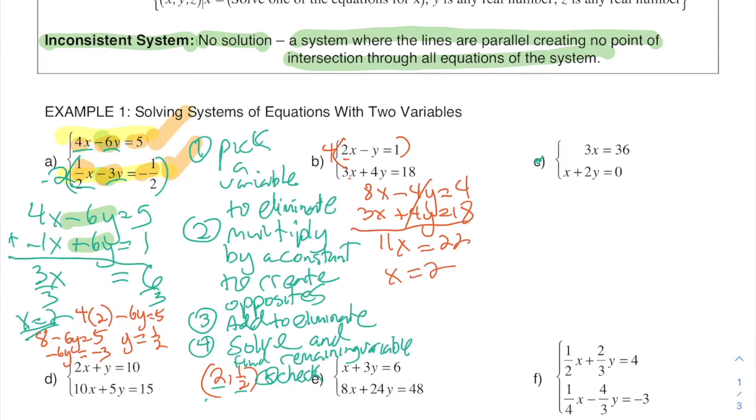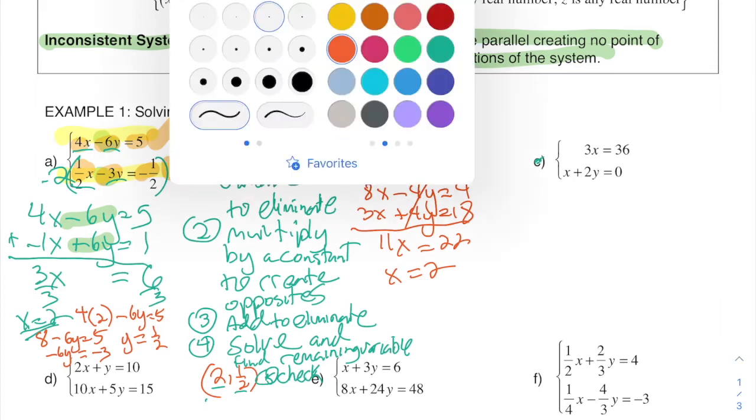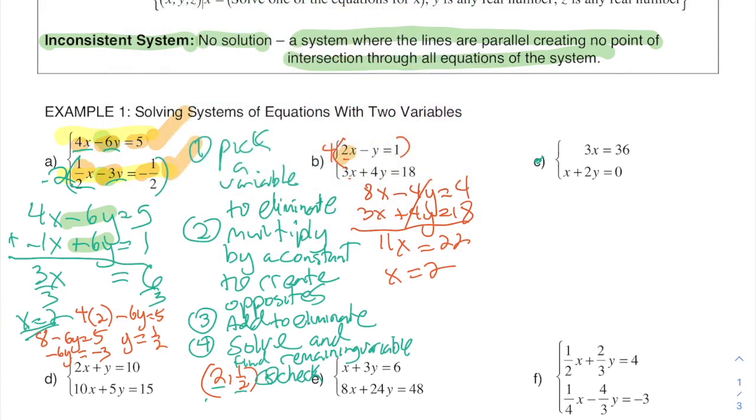And now I substitute it back into any one of these. It doesn't matter which one. I'll do the top one again. So now I'm going to substitute x for 2 in there, and I get 2 times 2 minus y is equal to 1, 4 minus y is equal to 1, negative y is equal to negative 3, y is equal to 3. And now I write it as a solution, (2, 3), and then I check.